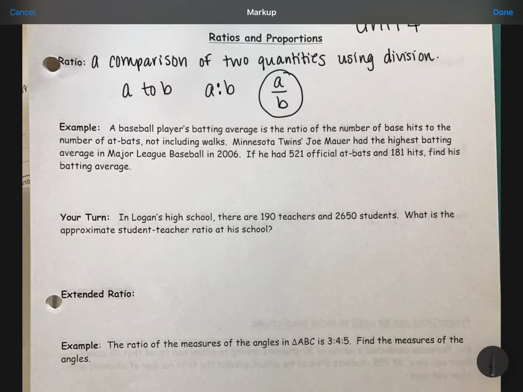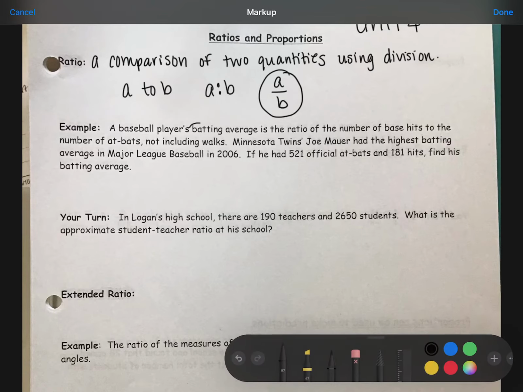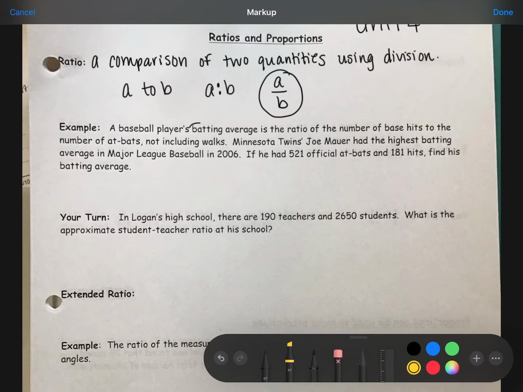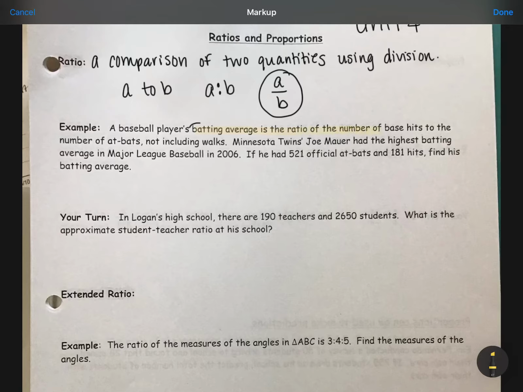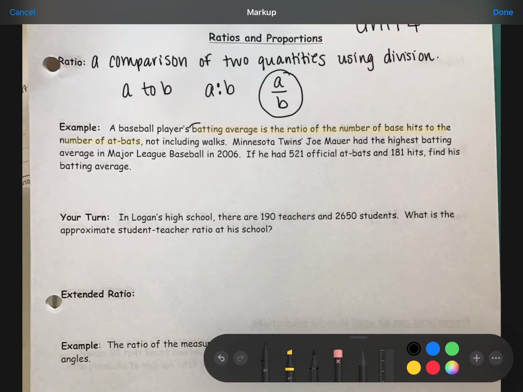All right, so here's an example. A baseball player's batting average is the ratio of the number of base hits to the number of at-bats, not including walks. Minnesota Twins Joe Mauer had the highest batting average in Major League Baseball in 2006. If he had 521 official at-bats and 181 hits, find his batting average. So it states that batting average is the ratio of the number of hits to the number of at-bats. So that's what we need to think about when we write our ratio.